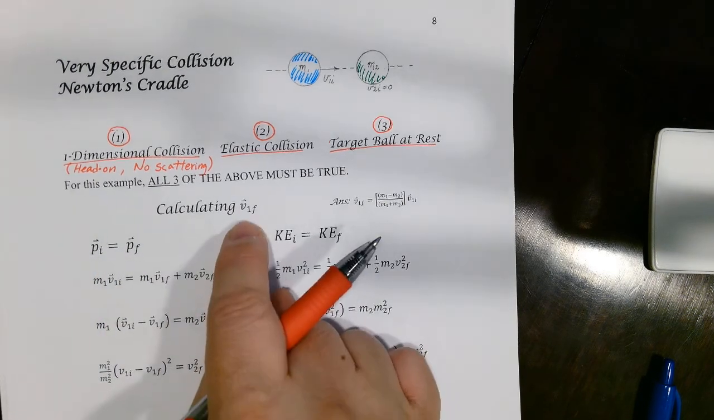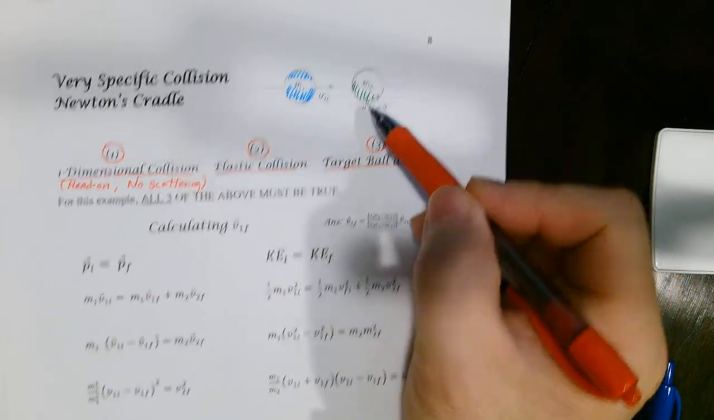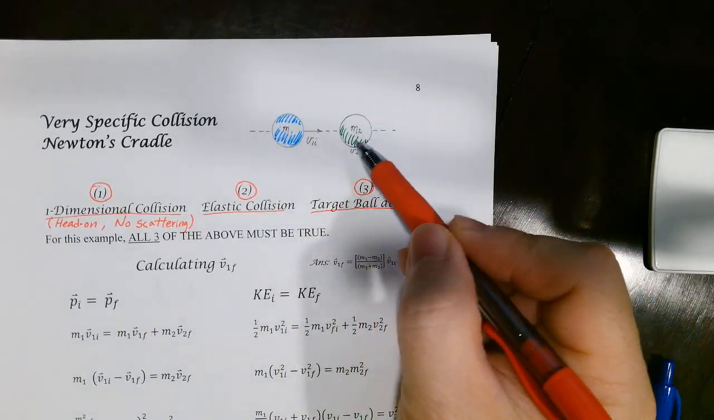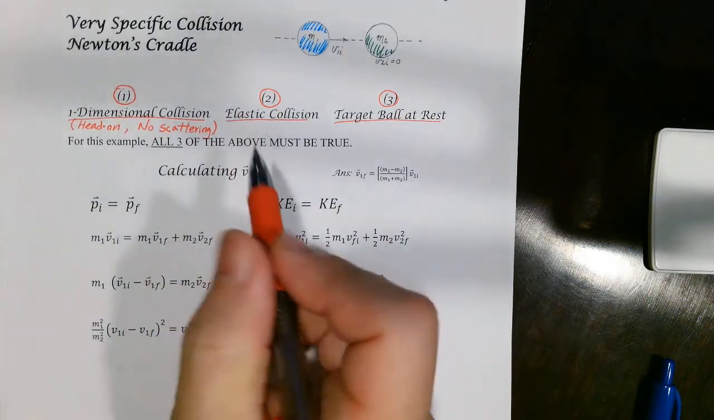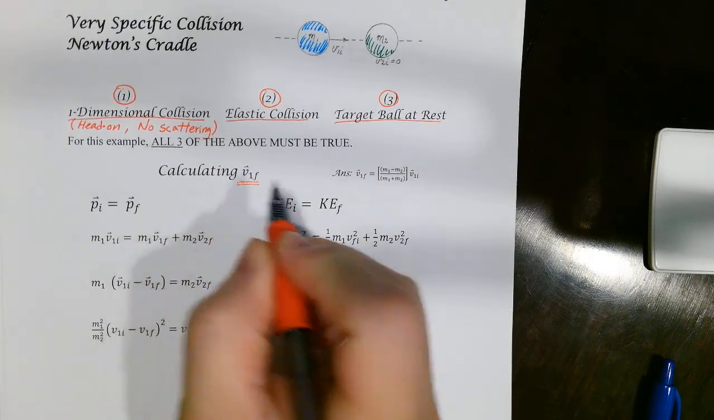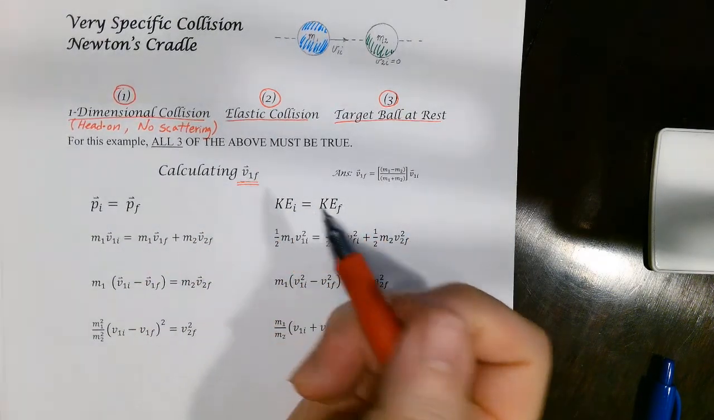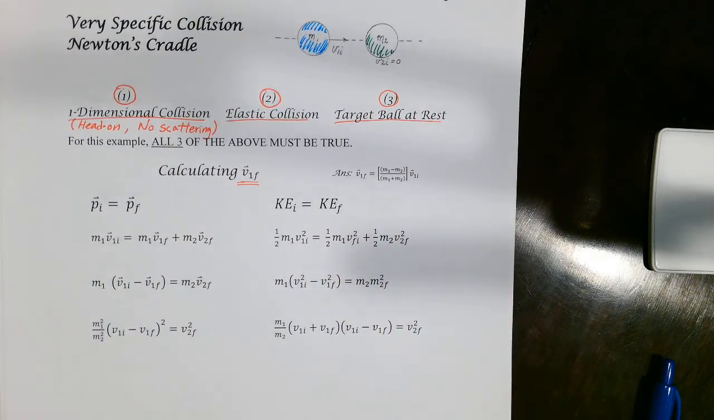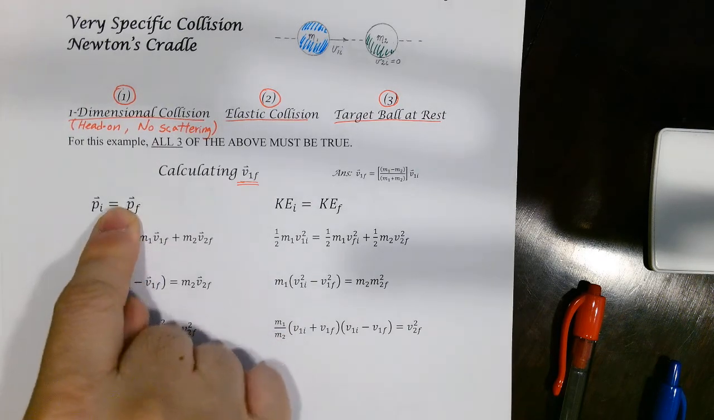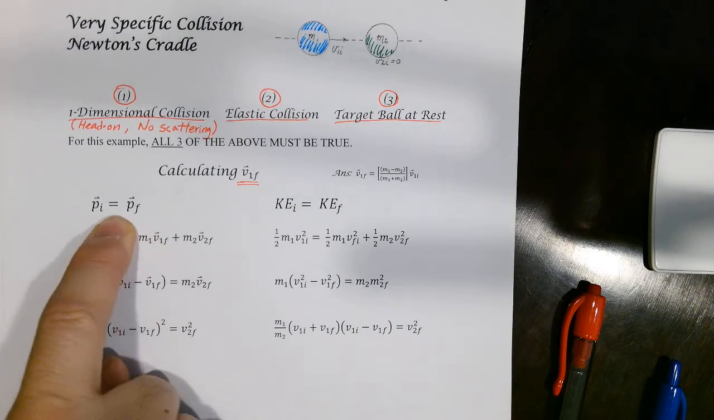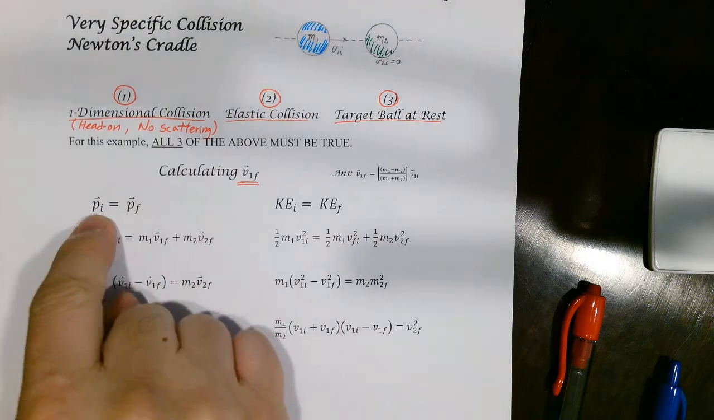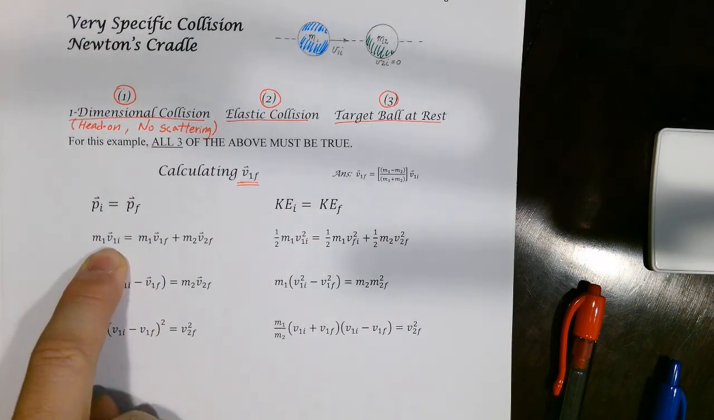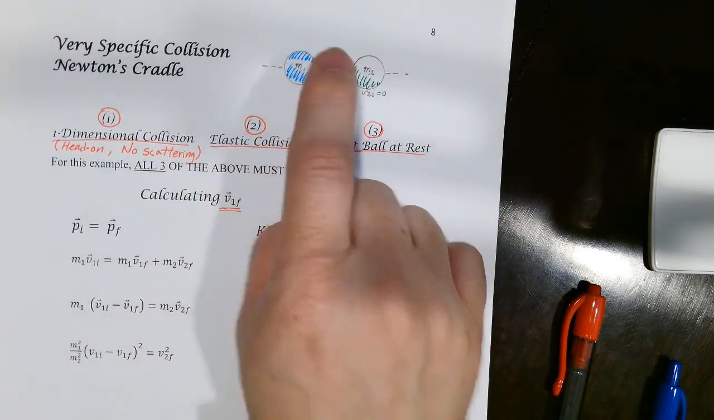So calculating the V1 final. This is before the collision, obviously. What happens after they collide? We're looking for V1 final, and what happens to V2 final? We'll have to figure that out as well. Let's take a look at conservation of momentum first. We know the momentum has to be conserved no matter what collision it is. Initial momentum is just m1 v1 initial, because this is the only one that's moving and the target ball is at rest.